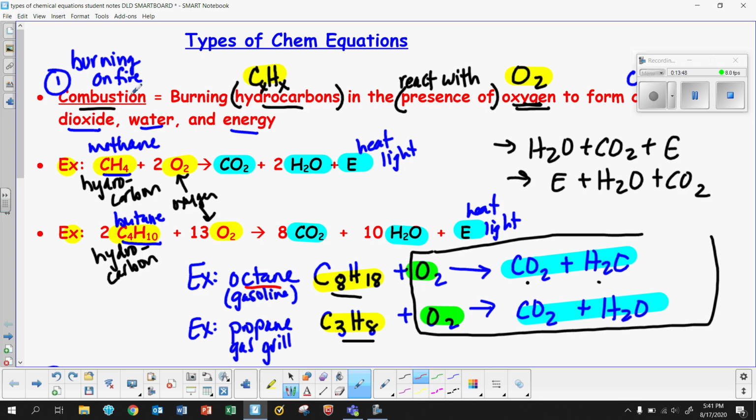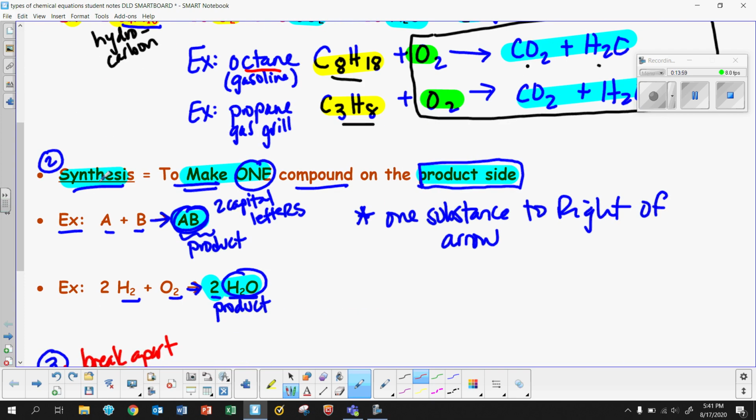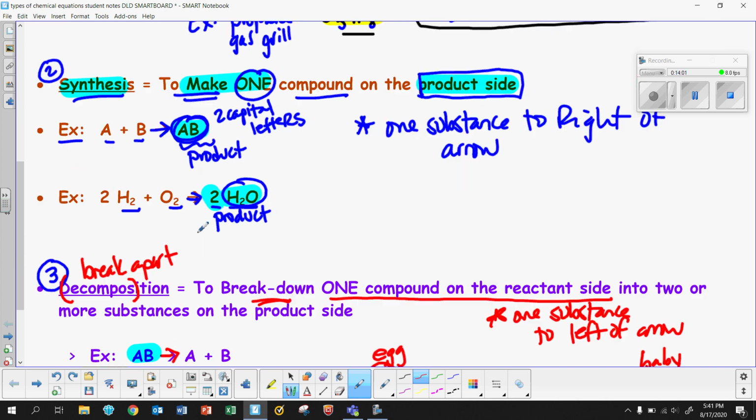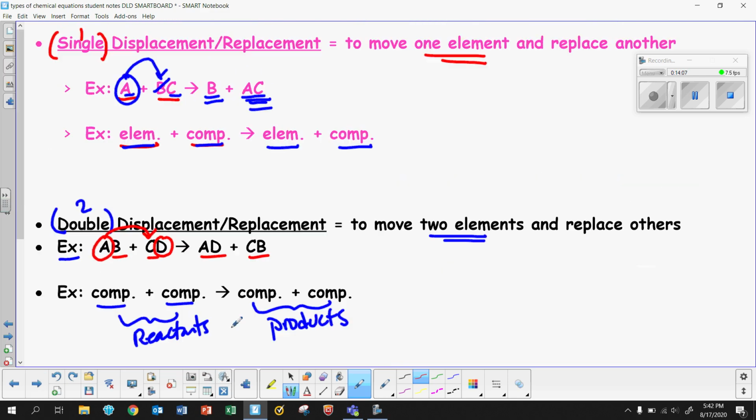So that is how you're going to be looking for the different types of equations. You're either going to have combustion, where a hydrocarbon's burning in the presence of oxygen, making CO2 and water. Or you're going to have synthesis, where you make one product. Or you're going to have decomp, where you take one reactant and break it apart. Or you'll have single displacement, where there's an element and a compound on either side of this arrow. Or in the fifth and final type, we'll have compounds everywhere. Both compounds on the reactant side, both compounds on the product side. Those are your 5 main types of equations.